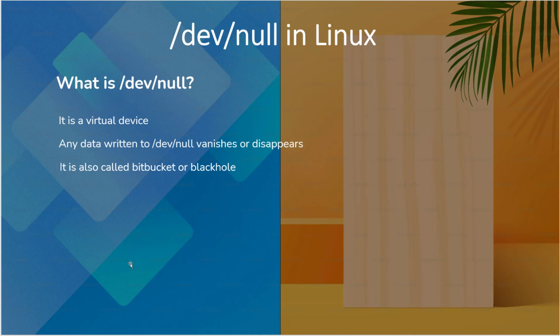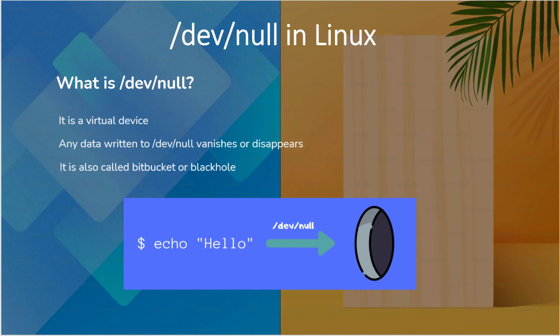So what is /dev/null? At first, as I told you, it is a virtual device. Any data written to /dev/null vanishes or disappears. It means when we put data inside this storage, it will be gone and we don't have access to it anymore. Also, it is called Bitbucket or black hole. As you see, if I echo data to this virtual storage, it will disappear.